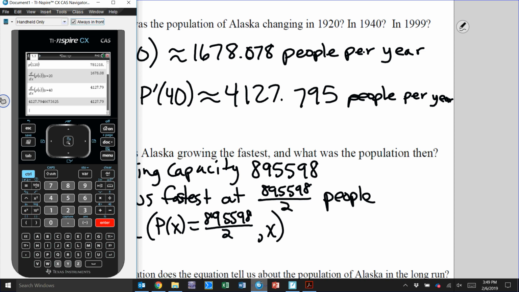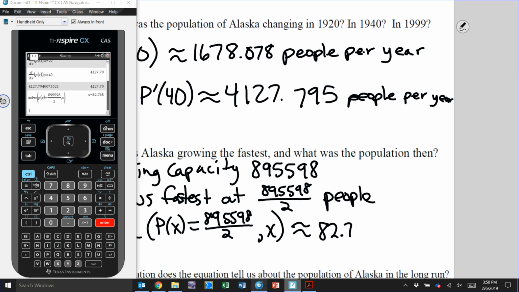So let's look at that. We're going to do solve, which you can just type, or you can go through the menu to find it. I usually just type it. So I want to solve P of X equals 895,598 over 2. And I'm solving that for X, which is actually T for time. Again, X just makes things easier for me. And so I get that X is about 82.765. So that means about 82 years after 1900. So in about the year 1982, the population is growing the fastest.